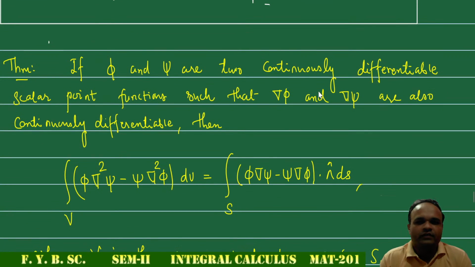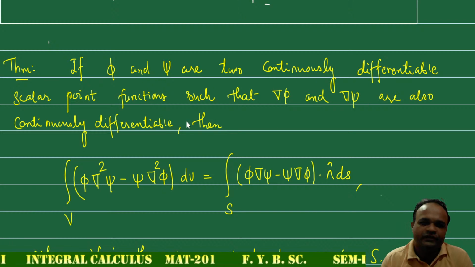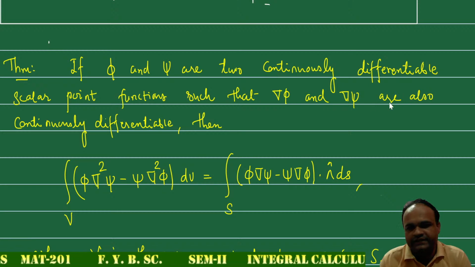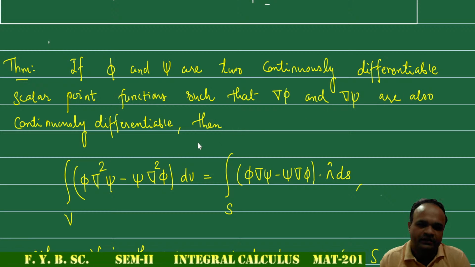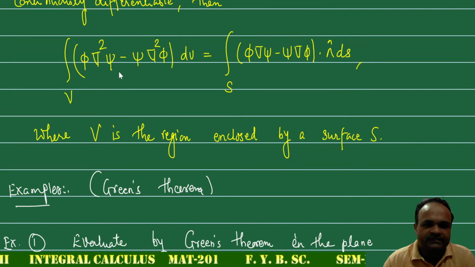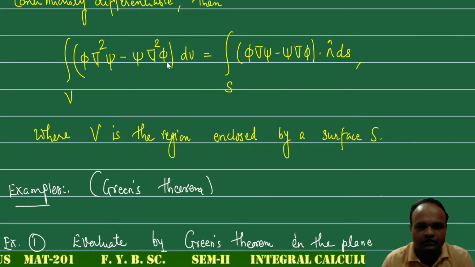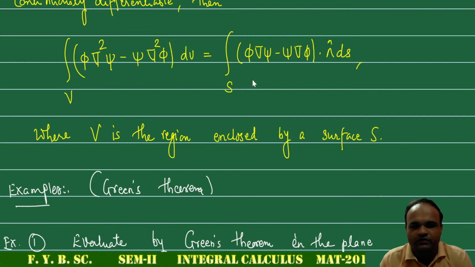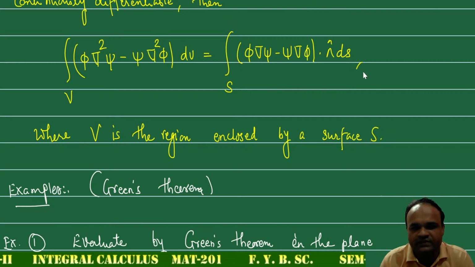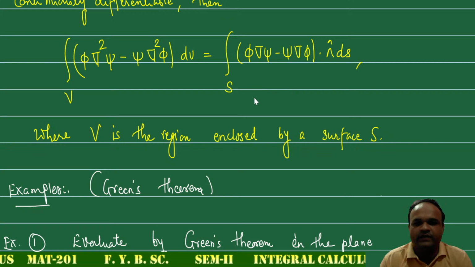So next theorem. If phi and psi are two continuously differentiable scalar point functions such that del phi and del psi are also continuously differentiable, then the volume integral of phi del square psi minus psi del square phi dV over the region V is equal to the surface integral of phi del psi minus psi del phi over the surface S dot n cap dS. So here V is the region enclosed by the surface S.